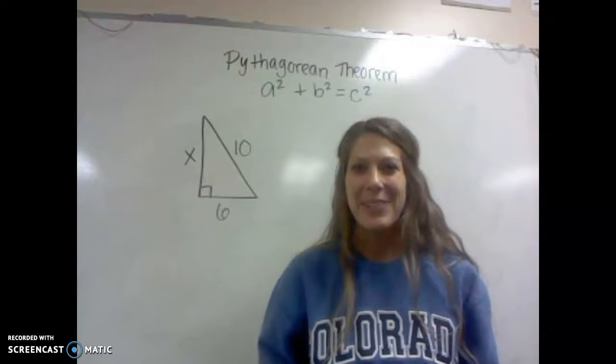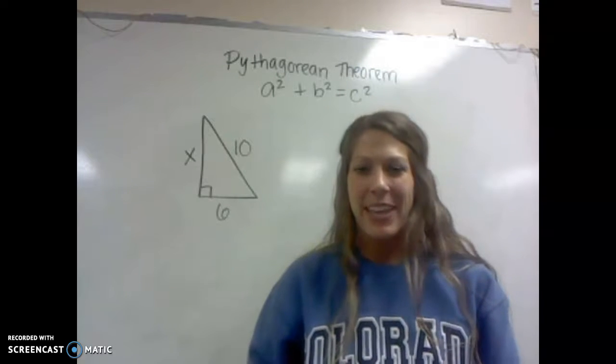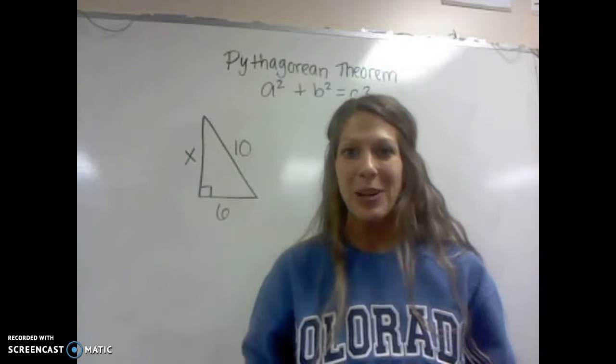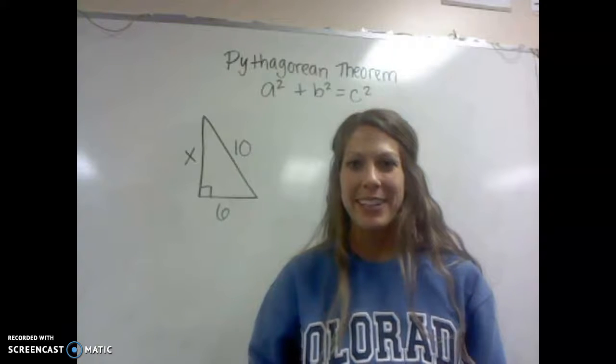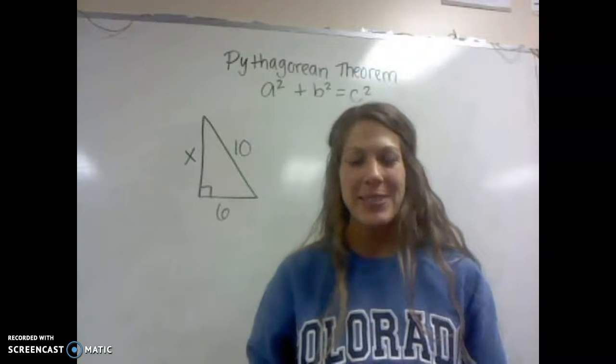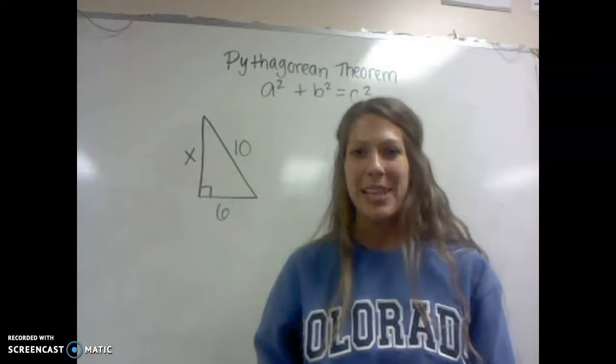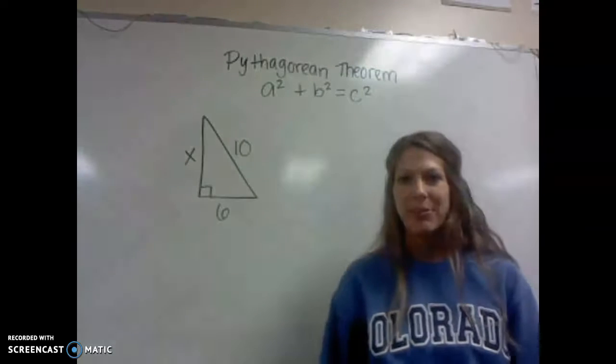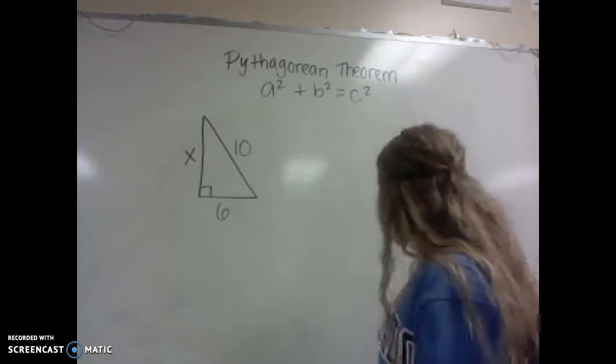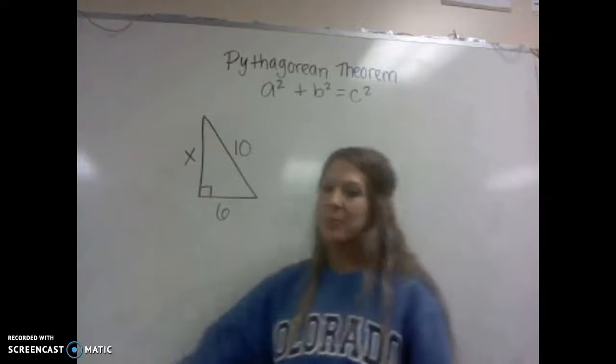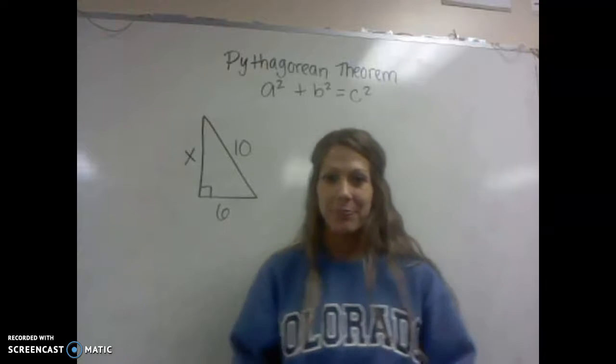Alright, today we're going to use the Pythagorean Theorem. And it's old news. Hopefully you remember that the Pythagorean Theorem is a squared plus b squared equals c squared, but now we're going to be adding one more step to it now that we know how to simplify radicals. So the Pythagorean Theorem, like I said, a squared plus b squared equals c squared.